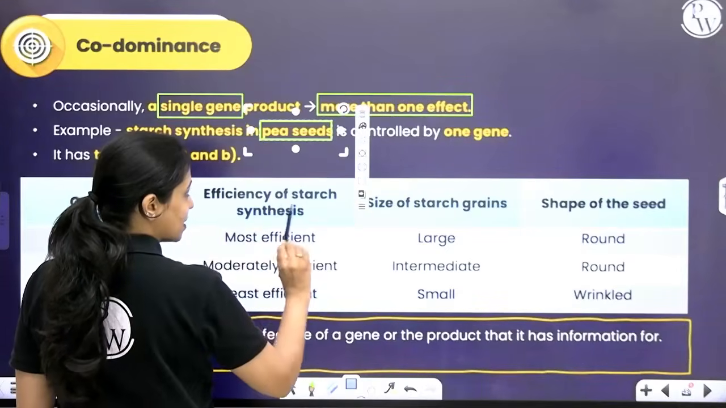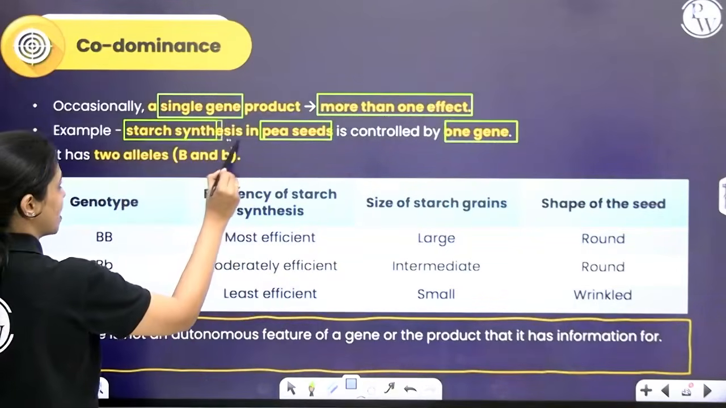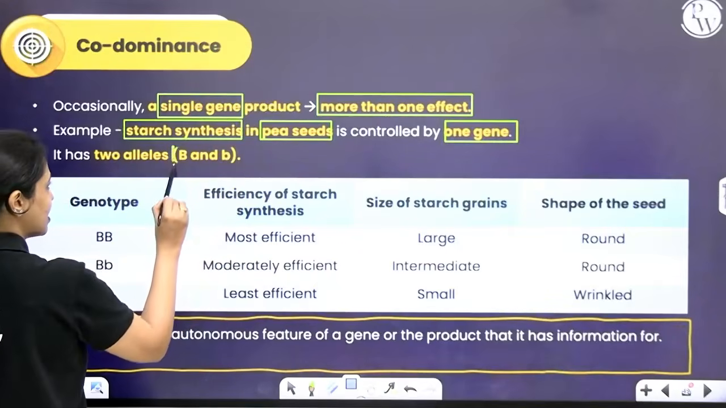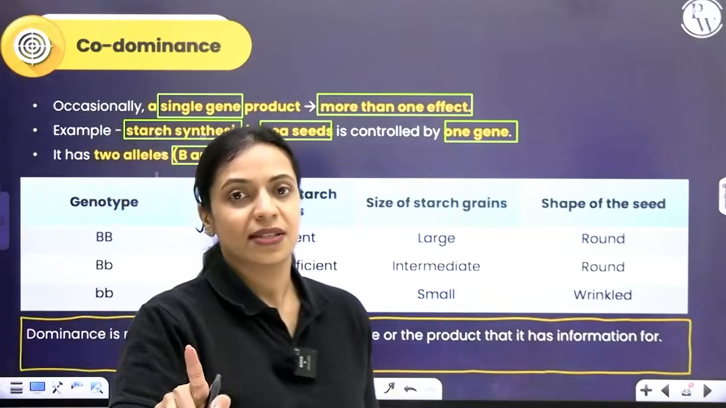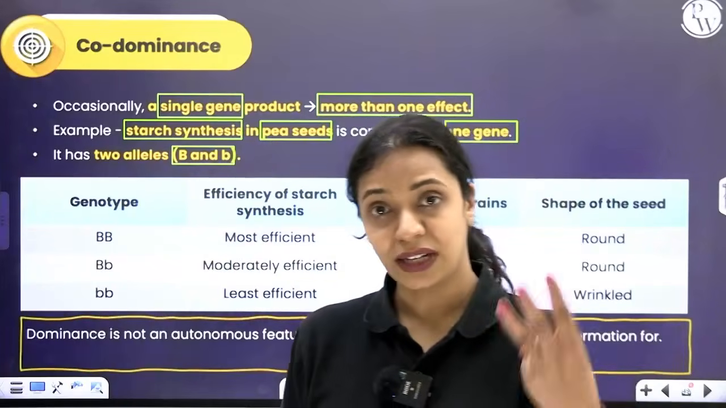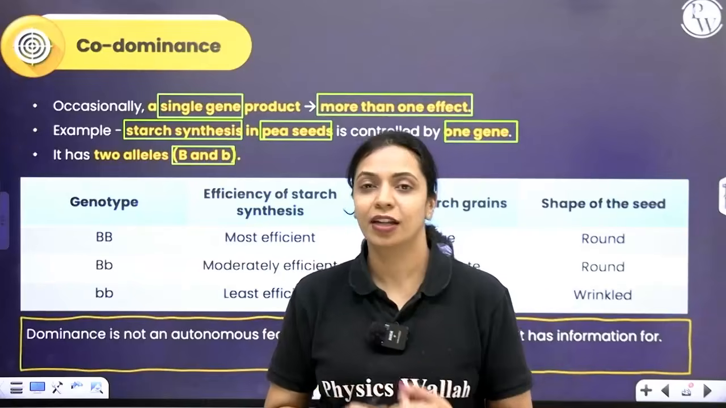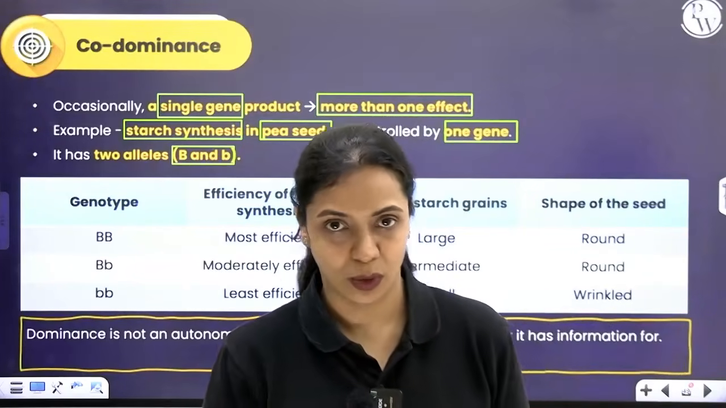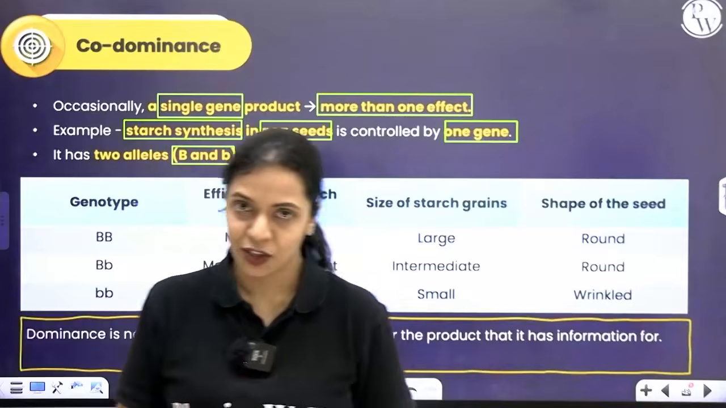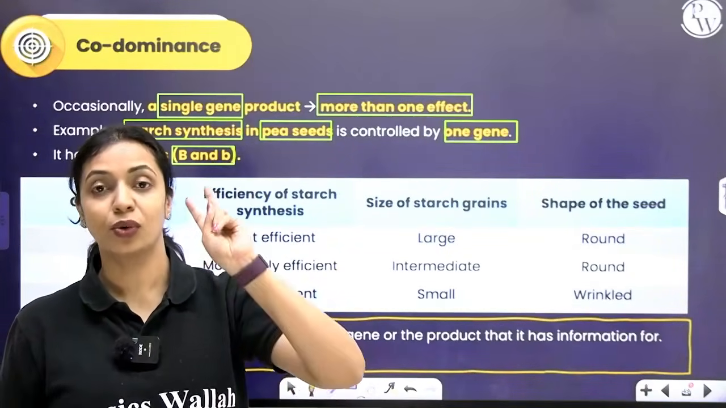In pea seeds, one gene controls the synthesis of starch. It has 2 alleles, capital B and lowercase b. Now, since it has 2 alleles, it can exist in 3 different genotypic combinations. It can be homozygous capital B, it can be heterozygous capital B, lowercase b, it can be homozygous lowercase b. Now, the single gene controls 2 phenotypic traits, 2 effects.